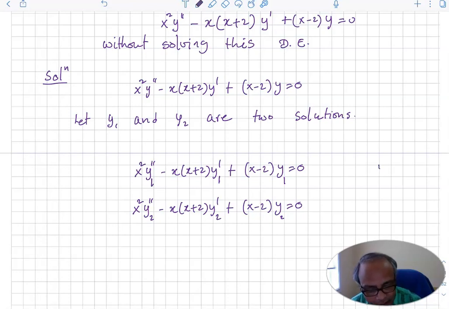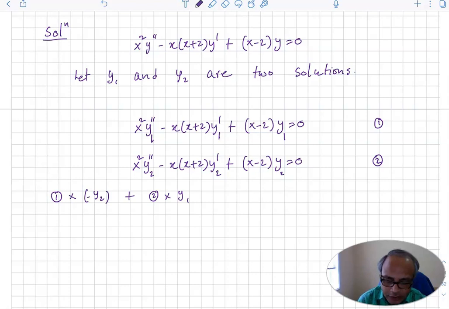Okay, so now we need some algebraic manipulations. Let's call this equation 1 and this equation 2. So I take equation 1 and multiply this with negative y2, and then I take equation 2 and multiply this with y1, and then I add them together. If I do this, then I will get rid of the last term. And I will combine both of the equations.